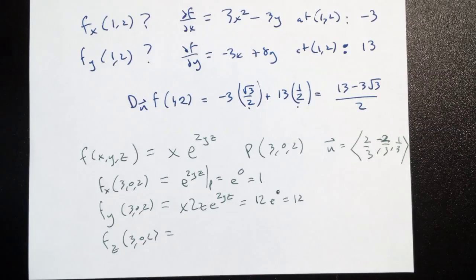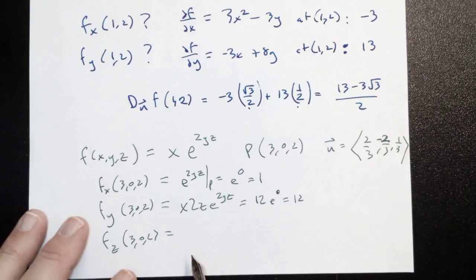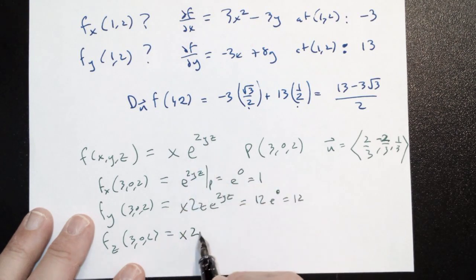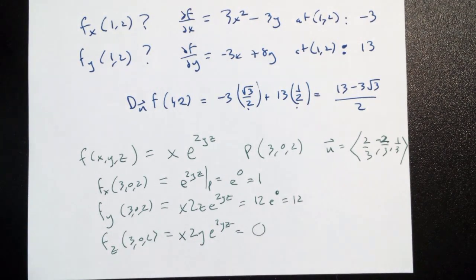And then with respect to z, x stays in front. E to the stuff, chain rule gives me 2y. E to the 2yz. So I get x times 2 times y, that's 0. It's 0 times e to the 0, but the 0 wins.